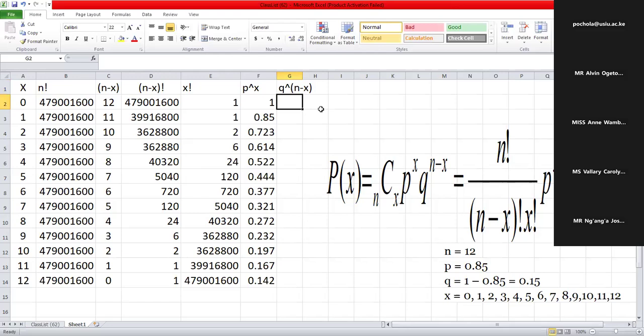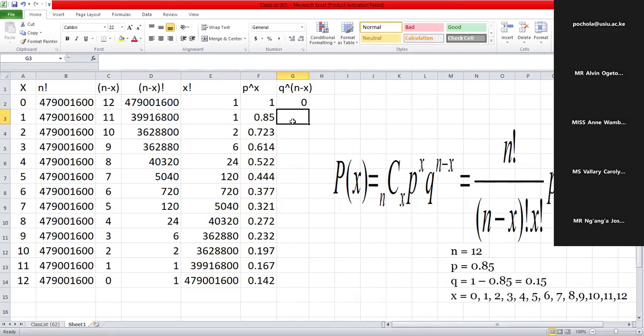We know what q is. q is 1 minus 0.85, so it is 0.15. So now it is 0.15 raised to the power of n minus x. Where is my column of n minus x? It is here. On my column, again, I'll do it to 3 decimal places. I'll reorganize, then I do it for all values of x.